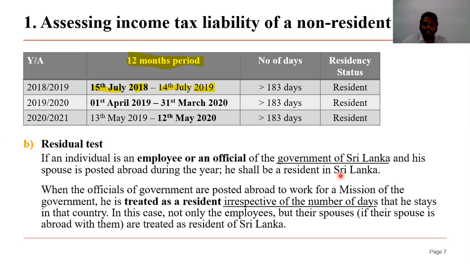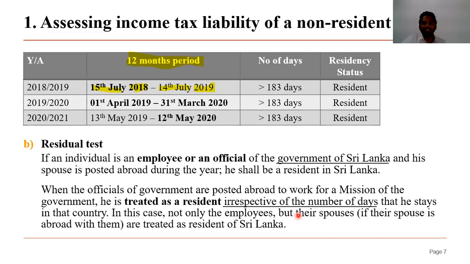Then there are some diplomats who are working and representing the Sri Lankan government. So the officials of the government who are posted abroad to work in a mission of the government, a diplomatic mission, right? Then he is treated as a resident irrespective of the number of days. We are not going to calculate the number of days. We just say he is a resident.